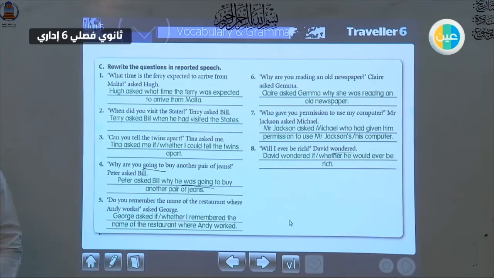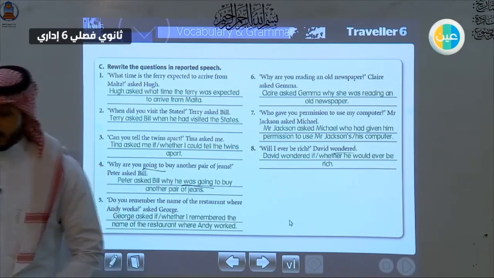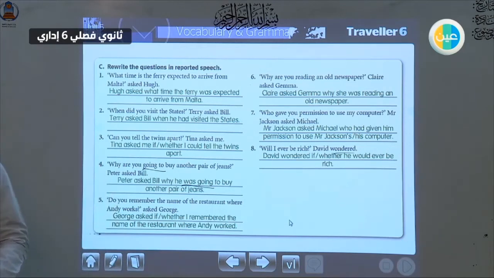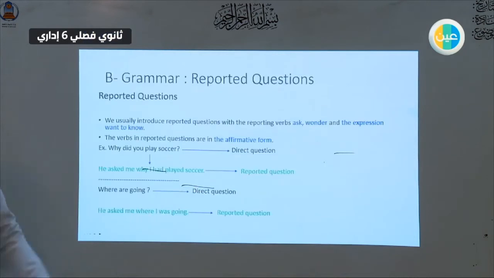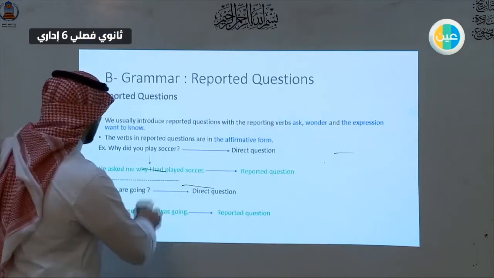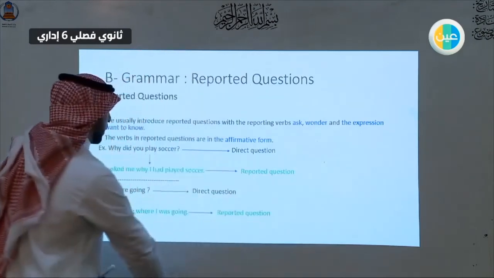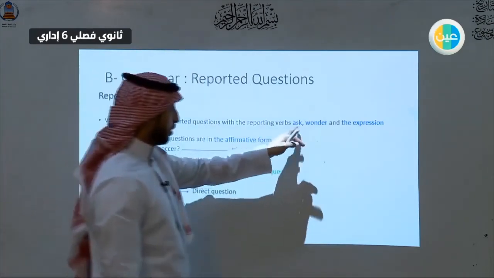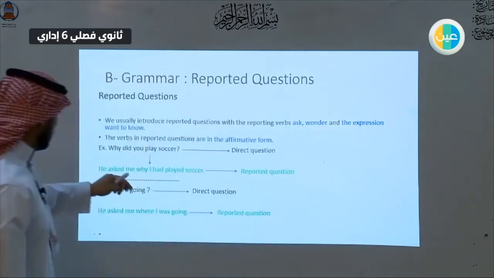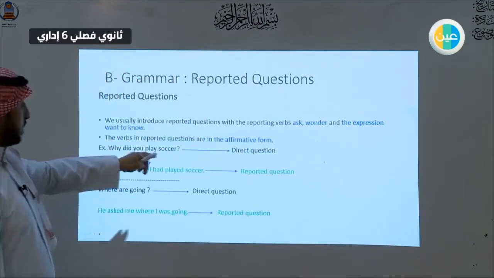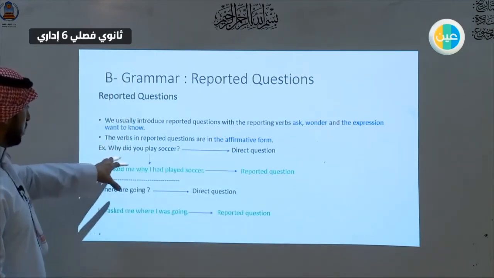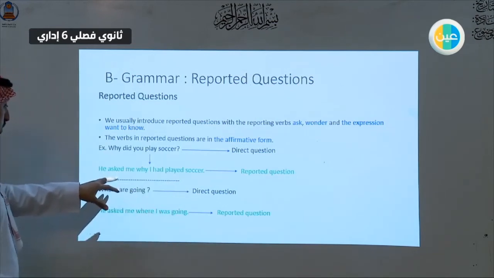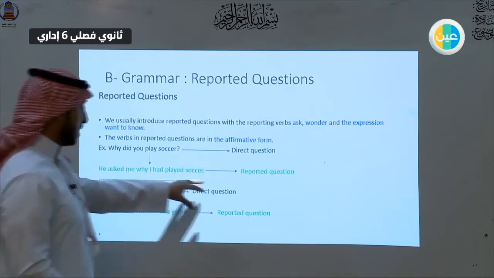Now, to sum up, guys, reported questions. As I said before, we usually introduce a question with a reporting verb. We use the reporting verbs: ask, wonder, and the expression want to know. So the verb in a reported question is in the affirmative form. Example: why did you play soccer? When we change it to a reported question: he asked me why I had played soccer.